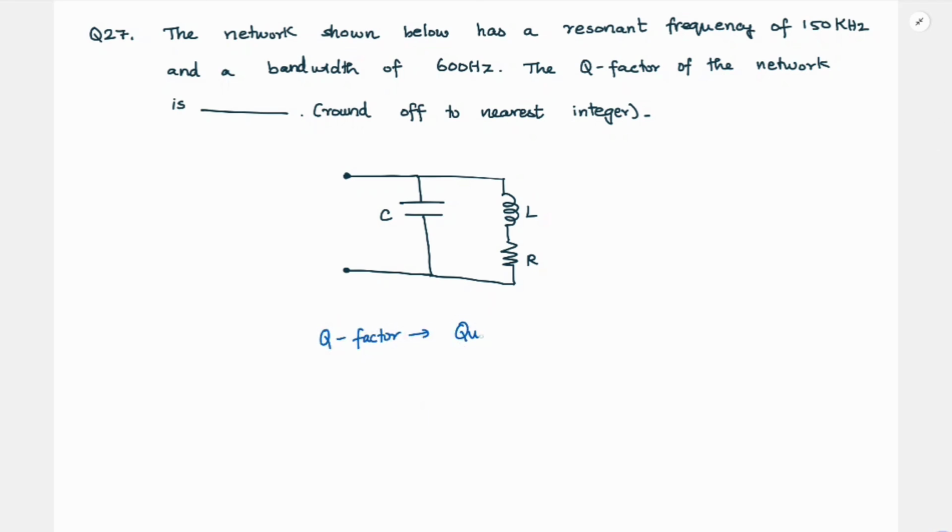So Q factor is nothing but your quality factor. And the quality factor itself has many definitions, but in this context, they have given bandwidth. So bandwidth means this circuit is used as a filter and it has some particular bandwidth to select some range of frequency, right? To select a frequency range.